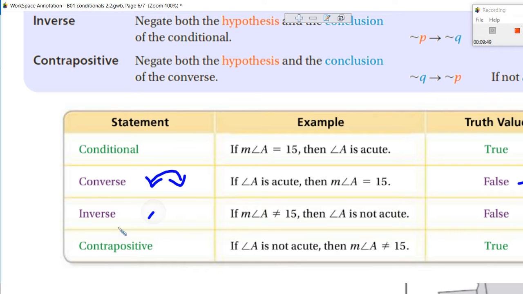Contrapositive, remember, that's the one where we flip them, but we also negate them at the same time. So now I have, if angle A is not acute, then the measure of angle A is not 15. This would be true, right? If you're not an acute angle, you have to be an angle greater than 90 degrees, which means you definitely can't be 15 degrees. Most of the time, like I said, you're going to find converse and inverse are false, and contrapositive will be true.